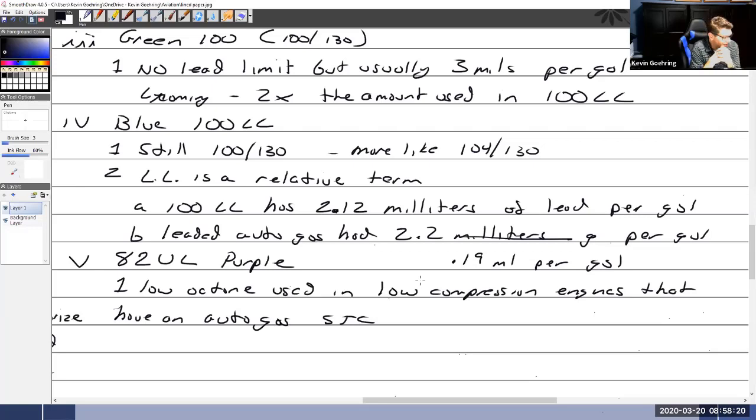Which is funny because if you look at the numbers, you went from 80/87 and you're like, oh, we're going to run 100 low lead. Oh, because it's got less lead. No, it's got tremendously more lead in it.